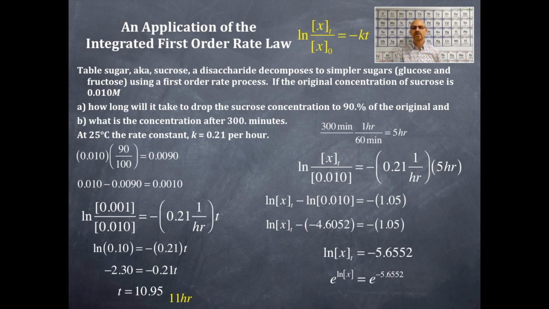That will get rid of the natural log, and then I got x is equal to this value after I plug it into my calculator, and that will be 3.5 times 10 to the negative 3 moles per liter, otherwise known as molarity. That's two problems right there within one application of the integrated first order rate law, first order rate kinetics.